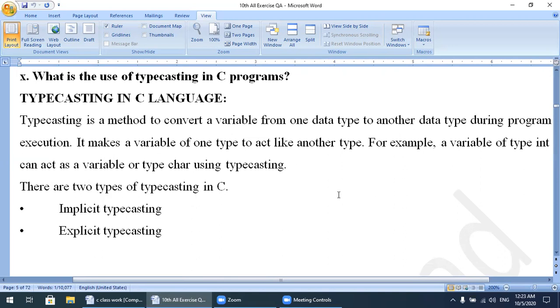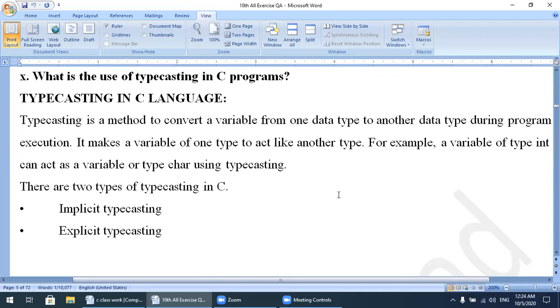Now, to understand typecasting, first of all, you must understand integer. What is an integer value? An integer value is one that does not have any decimal point. For example, 55 is an integer, but 55.5 is not an integer. 55 is an integer and 55.5 or 55.0 is not an integer.